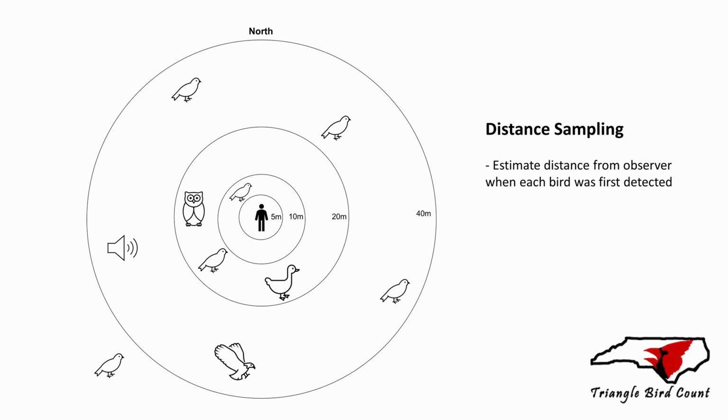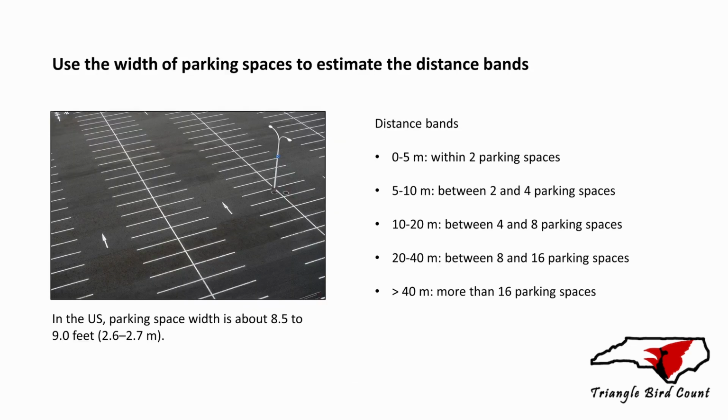Before going into the details of filling up the datasheet, I want to show you a tip on how to estimate distance. In the US, a typical parking space is about 8.5 to 9 feet in width, which is approximately 2.6 to 2.7 meters. So you can use the number of parking spaces to help you estimate the distance band.